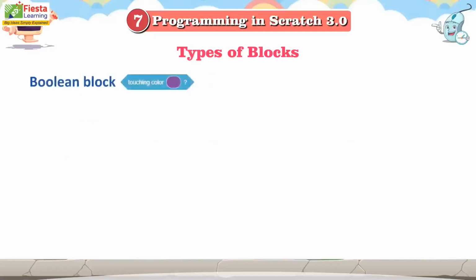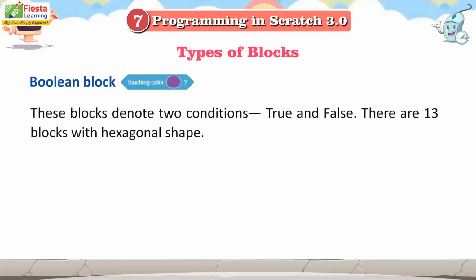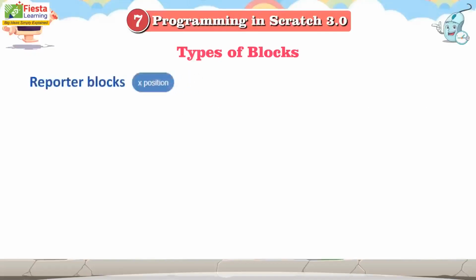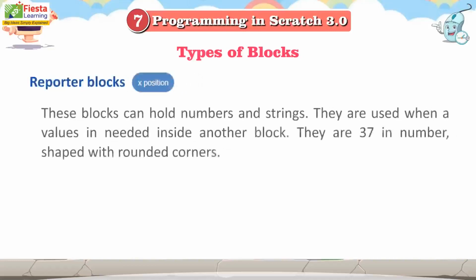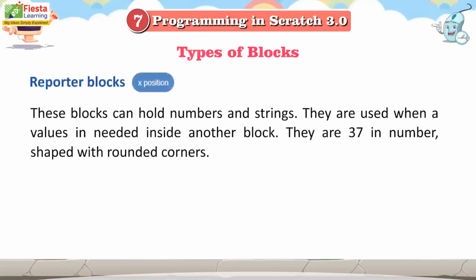Boolean block. Touching color. These blocks denote two conditions, true and false. There are 13 blocks with hexagonal shapes. Reporter blocks. Exposition. These blocks can hold numbers and strings. They are used when a value is needed inside another block. They are 37 in number, shaped with rounded corners.